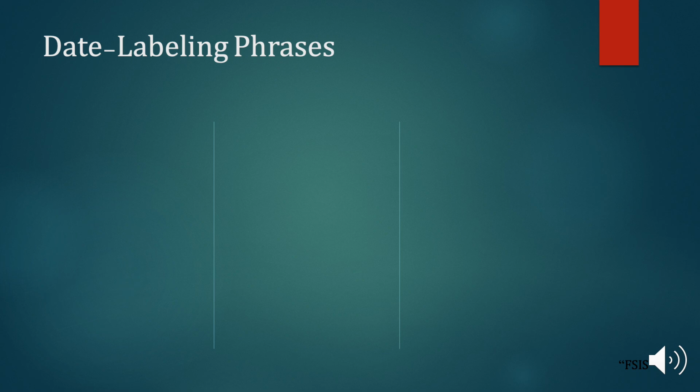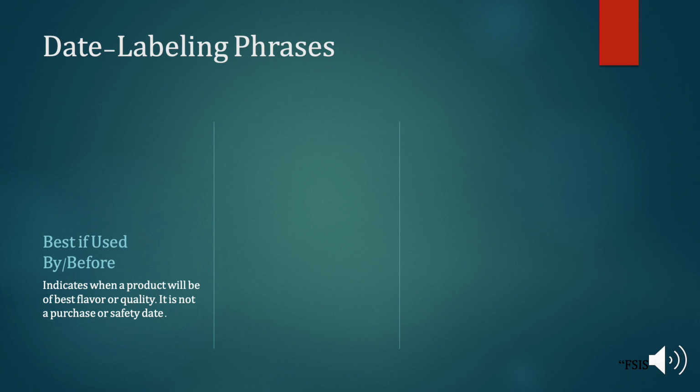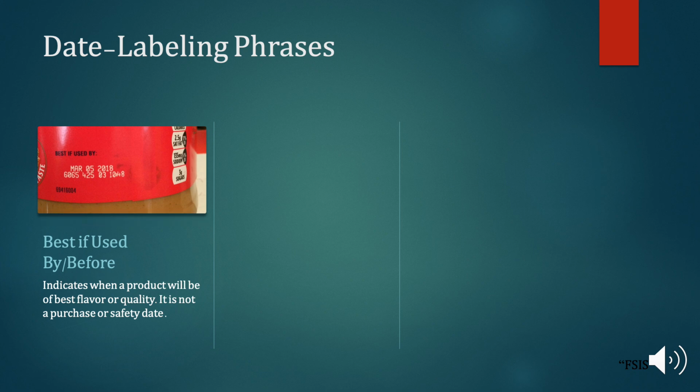There's often confusion about date labels and how to read them and what they each mean. First off, the best if used by or before date indicates when a product will be of best flavor or quality. It is not a purchase or safety date.